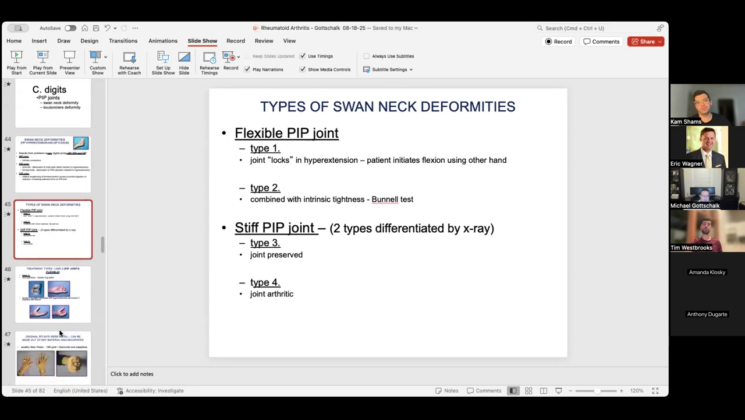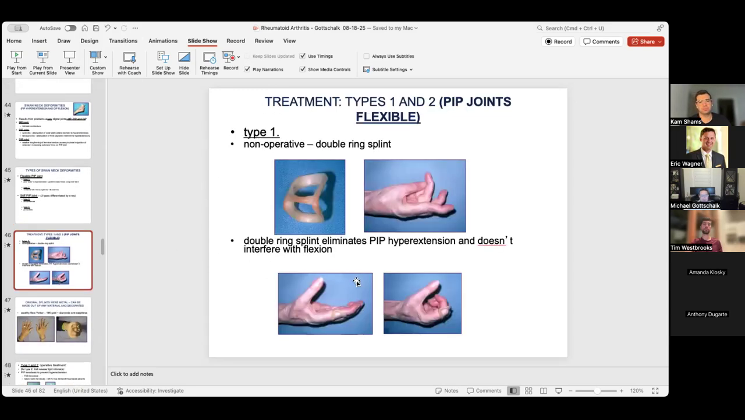So depending on the types, depends on what you do. For types 1 and 2, where the joint is flexible, you can put in a double ring or oval 8 splint. These patients can do pretty well, and it eliminates the PIP hyperextension, but it doesn't interfere with flexion, so it means that people can still use it. I have several patients who use this because these are all type 1 or 2, and that's all they want.